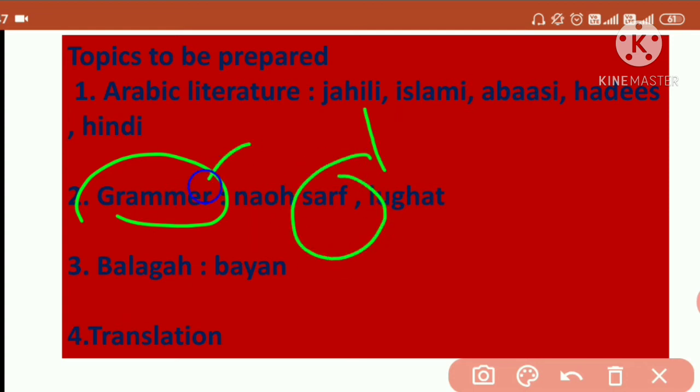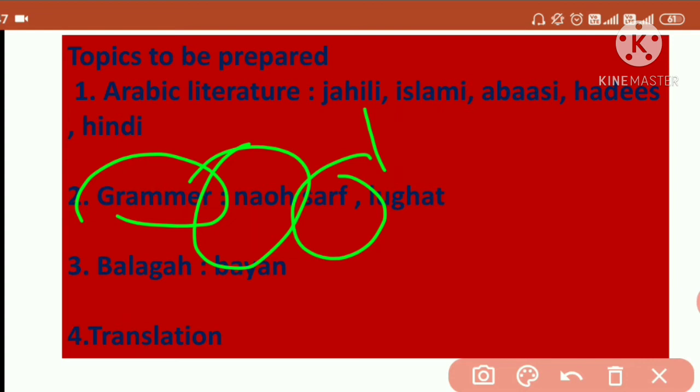And نوع صرف. In نوع, they will ask the form of اسم تفضيل. And there was a question in the EFLU examination like how many types of معرفة, okay, how many types of معرفة.